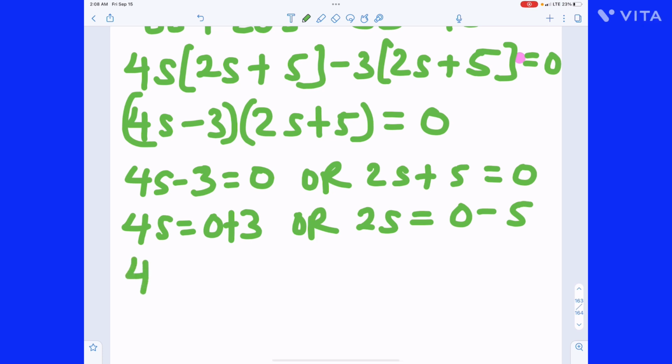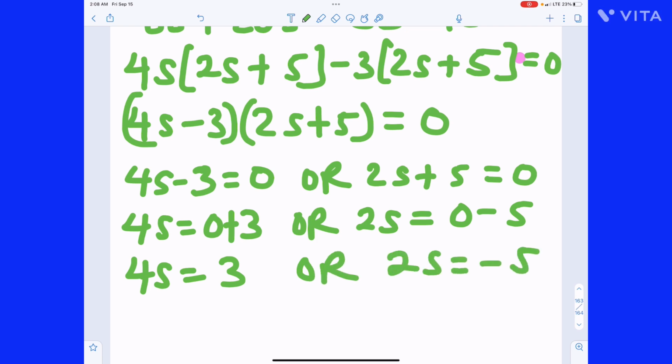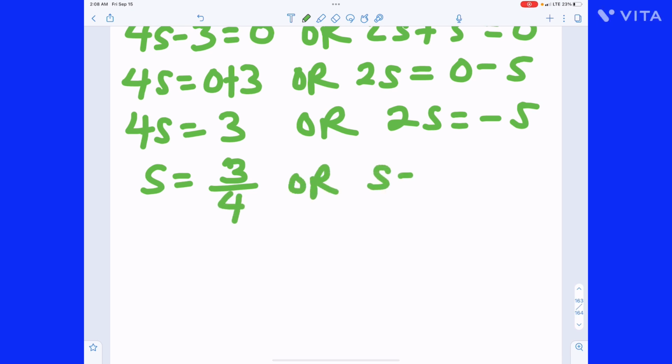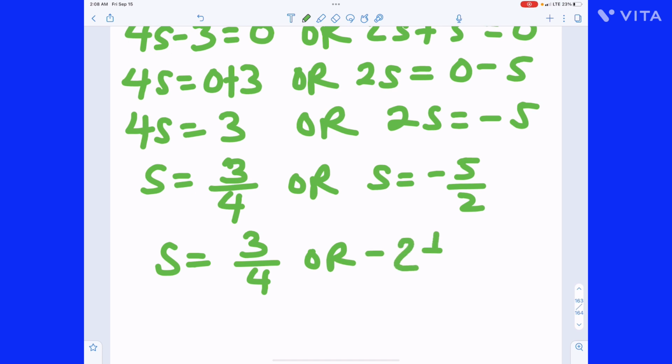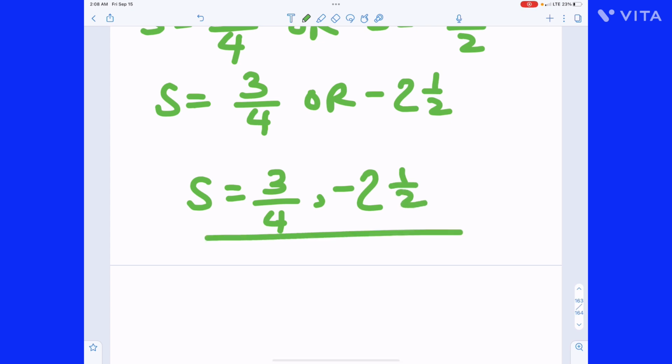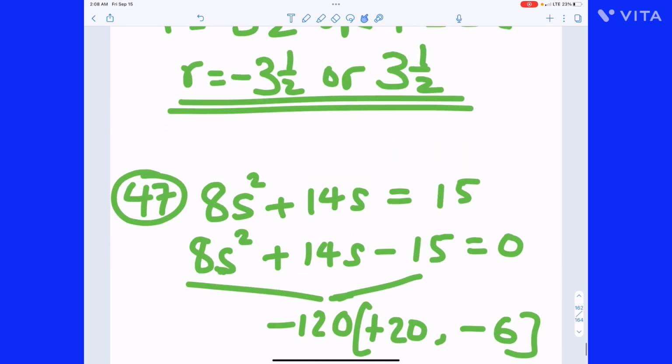So 4s is 3, or 2s is minus 5. That gives s is 3 over 4, or s is minus 5 over 2, which is minus 2 and a half. We can simply write s is 3 over 4, comma, minus 2 and a half. Is that clear? So that was 47.